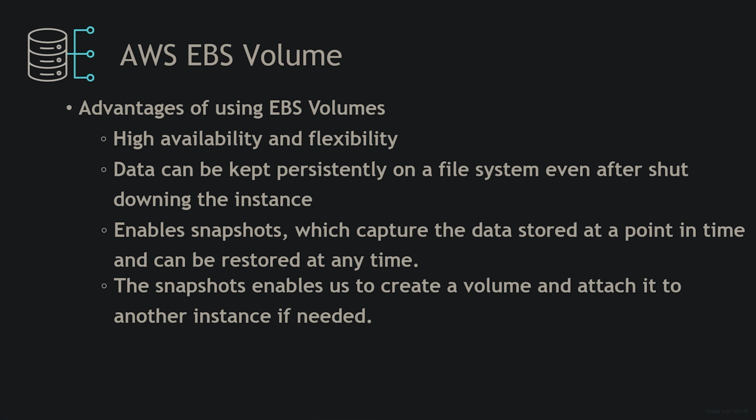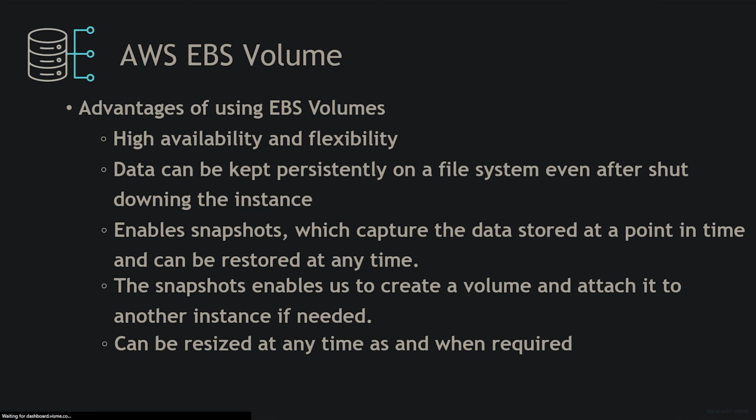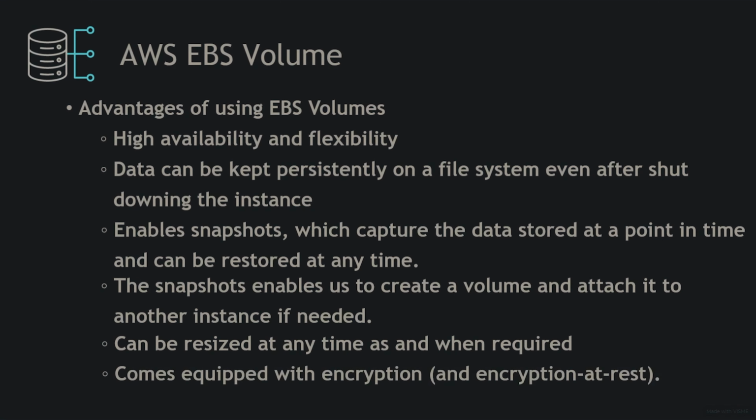And then these snapshots enable us to create a volume and attach it to another instance if needed. That is what I just said. And also it can be resized at any time, but resize means that we can only increase the size, we cannot decrease the size. Okay. And then it comes equipped with encryption. What does that mean? By default it gives you the general encryption, but you can customize it according to your needs. Okay. So these were some of the advantages of AWS EBS volumes and the definitions of what it is.